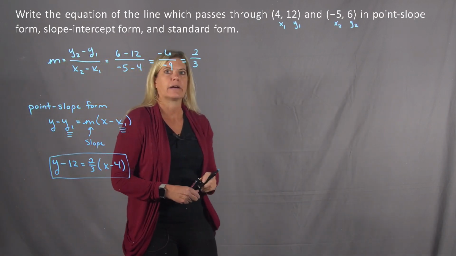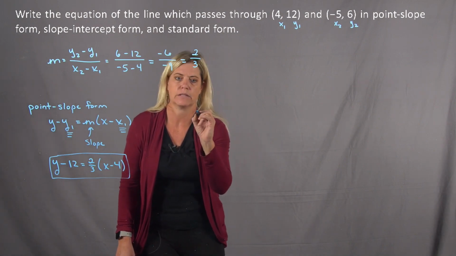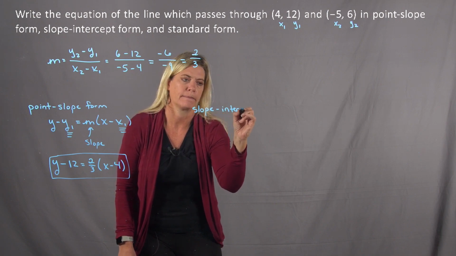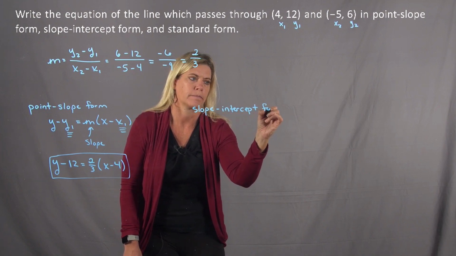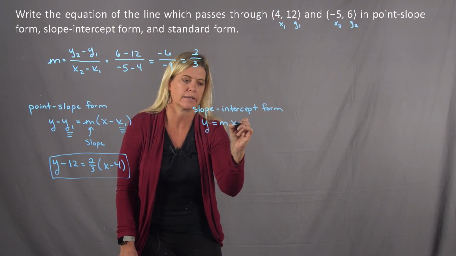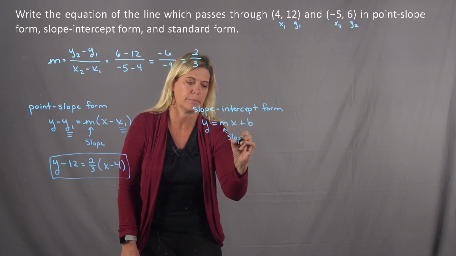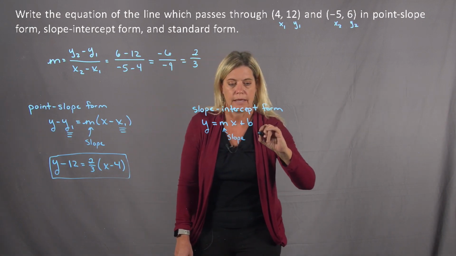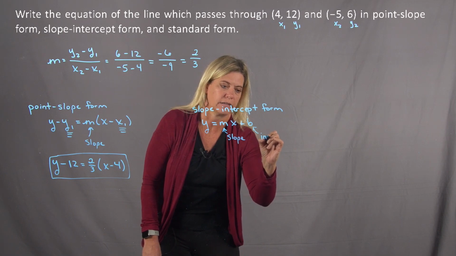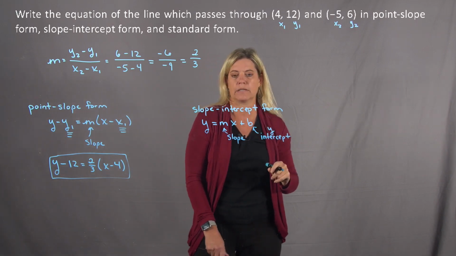Now let's write the same line going through these 2 points, but now let's do it in slope intercept form. Slope intercept form is y is equal to mx plus b. This is still your slope, so that's the slope part of slope intercept form. And then the b is where the line crosses the y-axis. So this is actually the intercept, and it is the y-intercept.